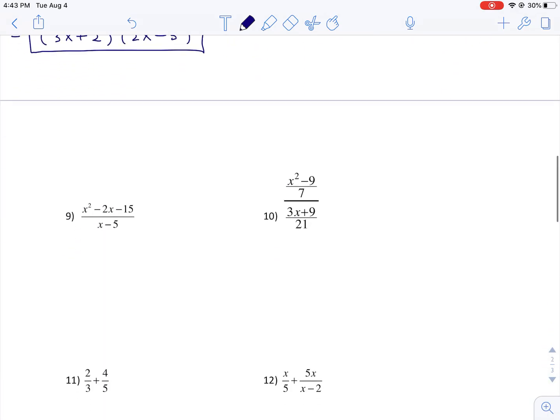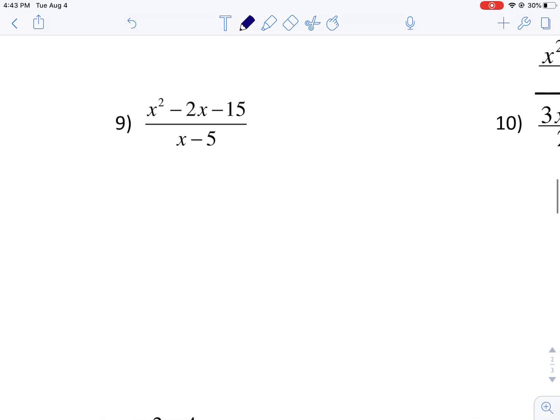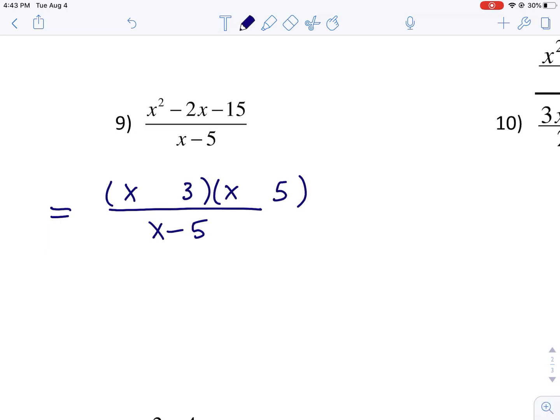And then finally, what do we have on the back? Simplify this rational expression. Remember, you can't cancel till you factor. x squared is x times x. To get a 15, you've got to multiply 3 by 5. And to get this negative 2, you better go minus 5 plus 3, because that adds up to minus 2.